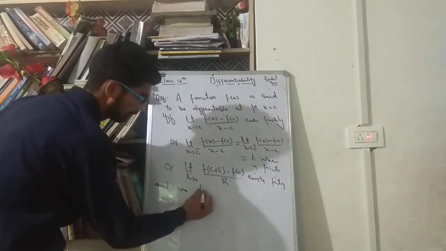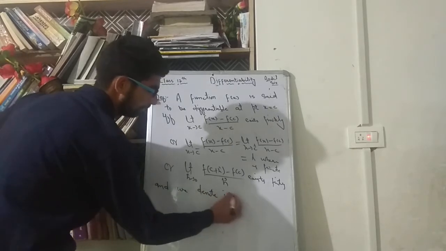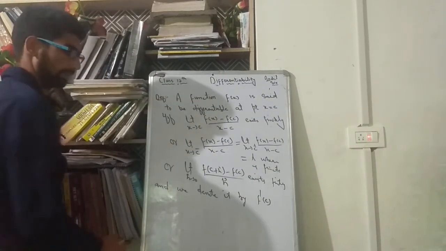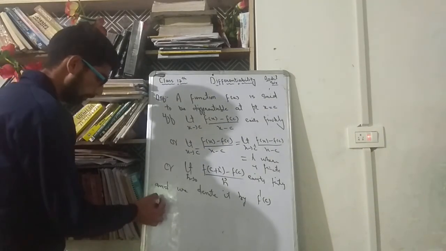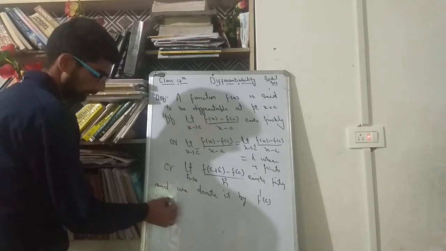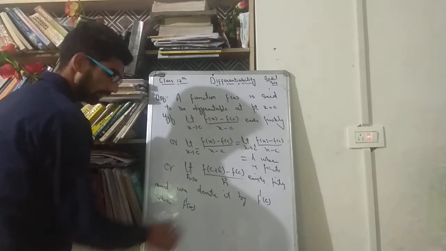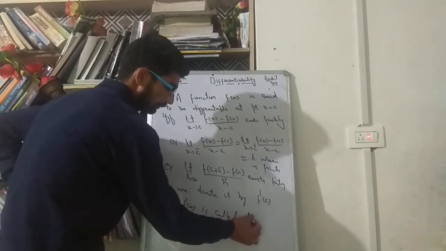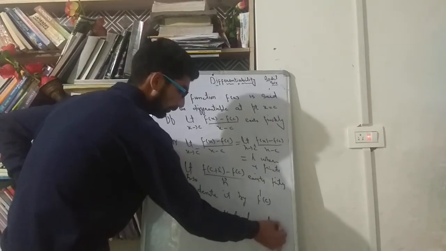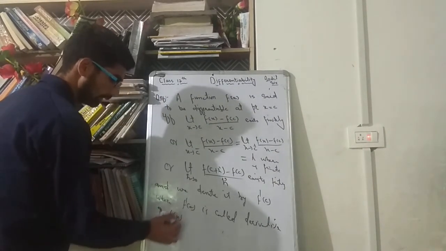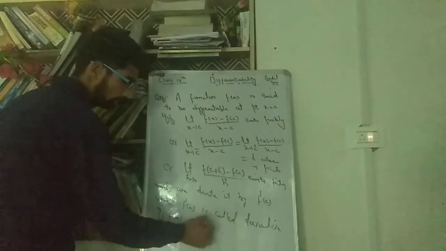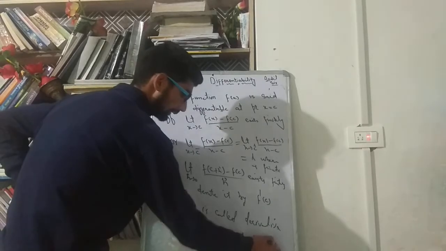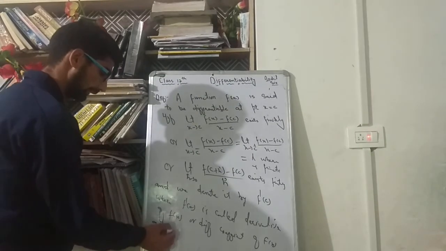And we denote it by f dash of c, where f dash of c is called the derivative of f of x, or the differential quotient of f of x, at x equals c.